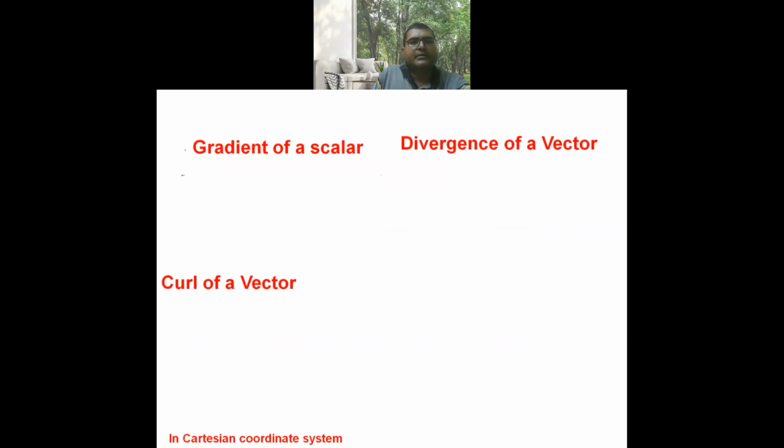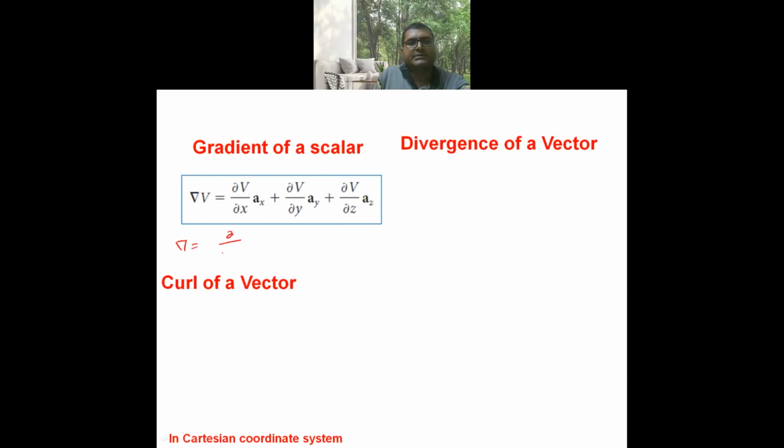Gradient of a scalar, del v is equal to dou v by dou x ax plus dou v by dou y ay plus dou v by dou z az. Just now we discussed that del is equal to dou by dou x of ax plus dou by dou y of ay plus dou by dou z of az. Here del v is equal to dou v by dou x ax, dou v by dou y ay, dou v by dou z az.